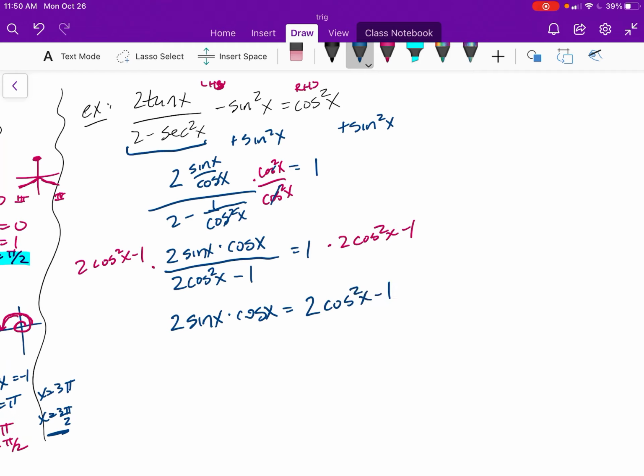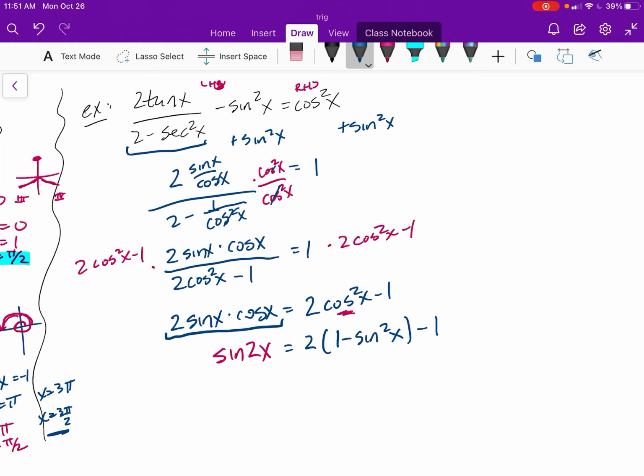Alrighty. And what next? I see this identity as a double angle. I see that as sine 2x. And it's not necessarily quite helping because of this cosine squared. But we could change cosine squared to 1 minus sine squared.